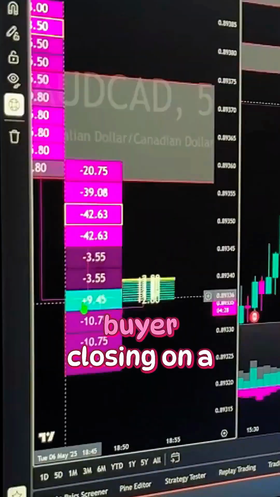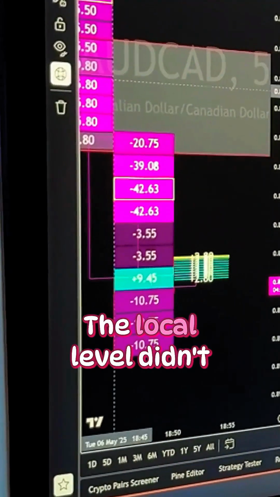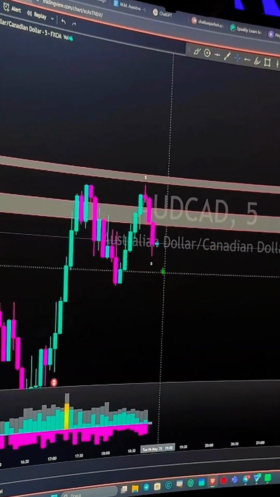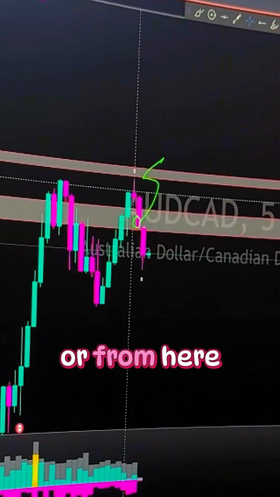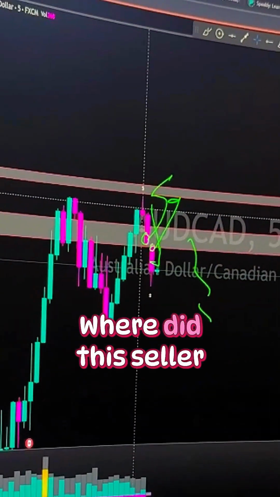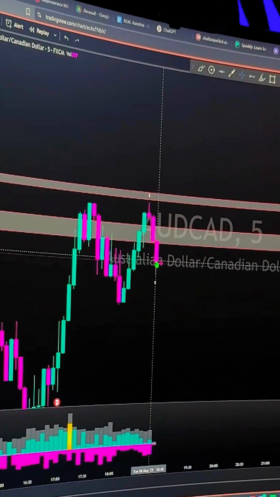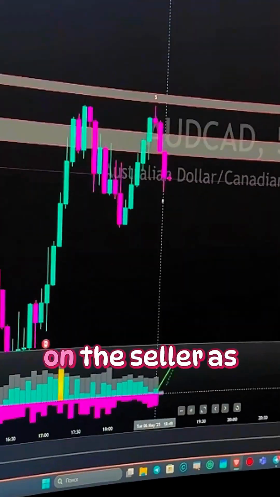We're closing on a buyer, closing on a weak buyer. The local level didn't stop at the nearest spot where there could definitely be a buyer in this area. Why didn't we pick it up from here or from here? Why are we moving down? Where did this seller come from? What's the point of this movement? There was a buyback, there was divergence, the volume was increasing on the buyer and on the seller as well.